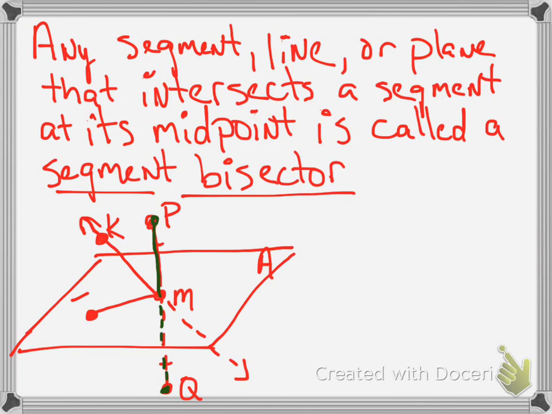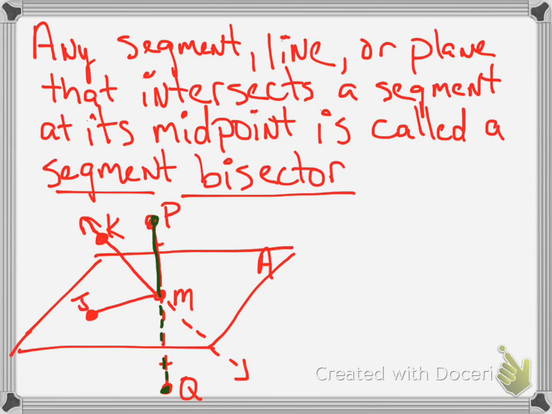Okay, so you can see here this line, M is the midpoint. M is on plane A, so that means A cuts the line in half also. The line KM goes through that midpoint M, so that means that line cuts PQ.